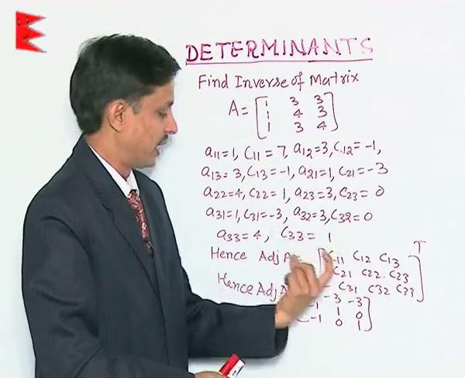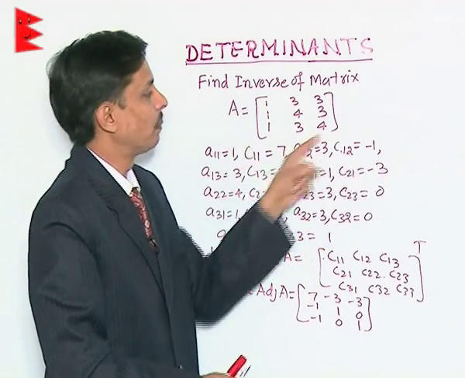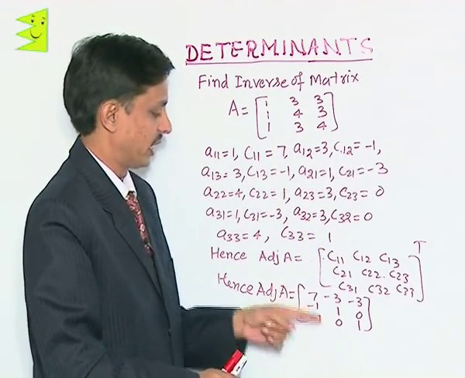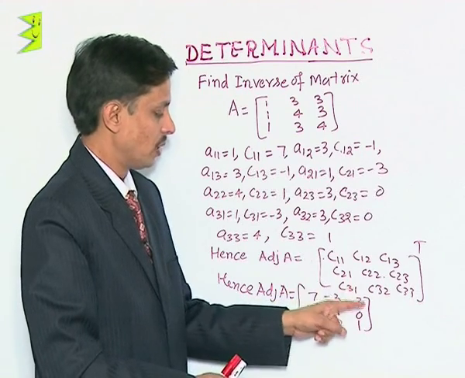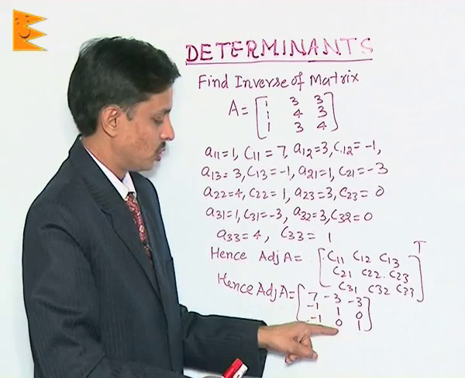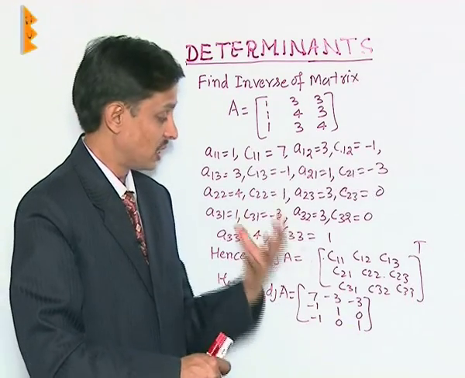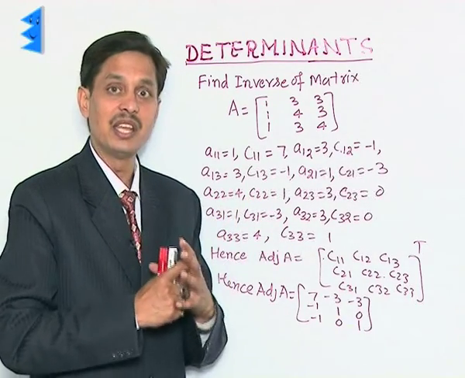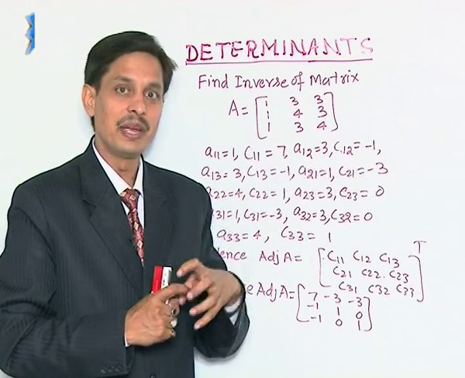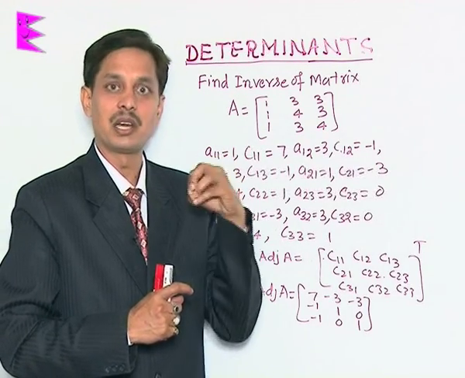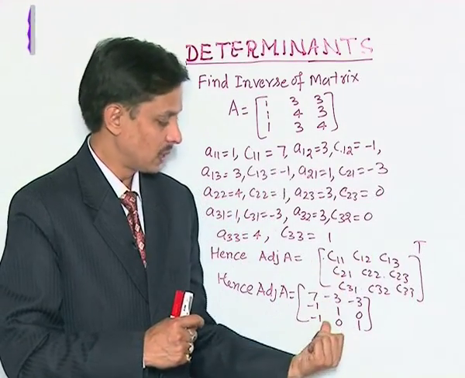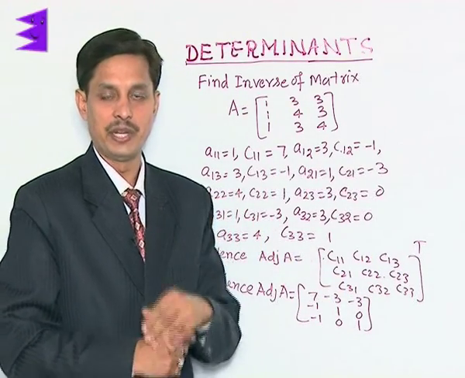So after writing the cofactors in place of the elements and doing the transpose, I have obtained the adjoint as 7, minus 3, minus 3, minus 1, 1, 0, minus 1, 0 and 1. This is the adjoint, as I told you initially, that in any square matrix, if the elements are replaced by their corresponding cofactors and the transpose is taken, it gives us the adjoint.